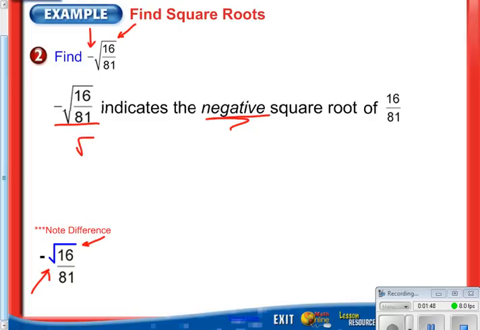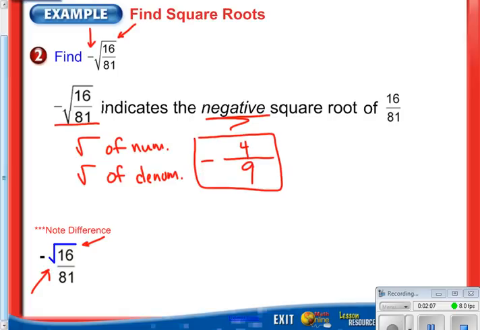So we're going to find the square root of the numerator first, and then the square root of the denominator. We know it's negative. The square root of 16 is 4, and the square root of 81 is 9. So our answer in this problem is negative 4/9. Now if you look down to the bottom there, we still have a negative answer. However, we just need to figure out the square root of our numerator, which is 4, and the denominator stays 81. So again, note the difference between those two problems.